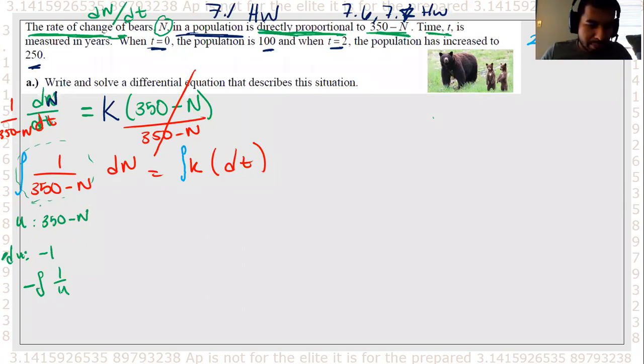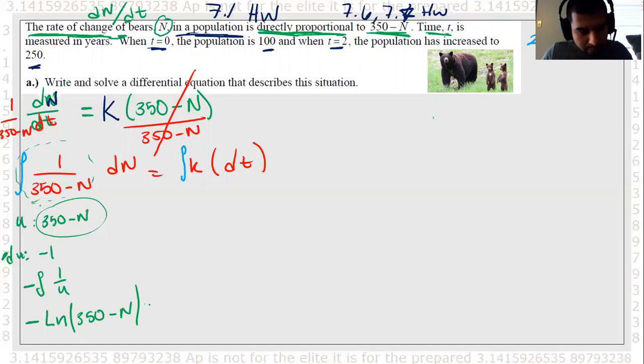So I'm integrating 1 over u with a negative because of that value. Every time we have 1 over u, that is ln, so negative ln of u, and we said u was 350 minus n, equals, well, we need to integrate the right-hand side. I only have a 1 there because of the coefficient. If I integrate 1, I should have just t multiplied by that constant k, plus c. So this is tk plus c.